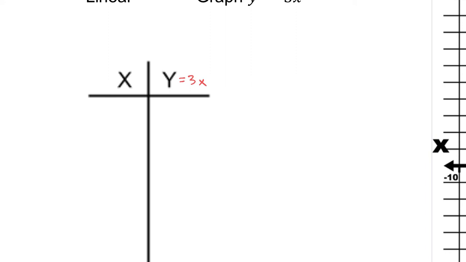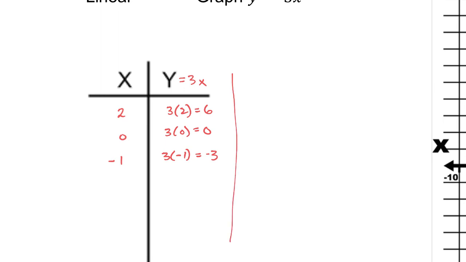Like it can be 2, and y would have to be 3 times x, which in this case is 2. So that'd be 6. X could be 0, and y would be 3 times 0, which is 0. And we could even have negative numbers, like x could be -1, and so y would be 3 times that x value, -1, which is -3. And so then we would graph these, and I should have had a third right here. That would be pretty helpful, where we have x and y.